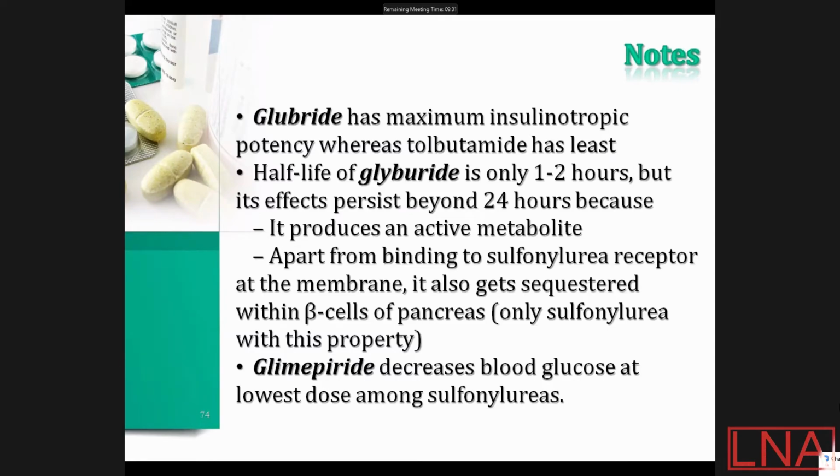Also, just for now, because you have MCQs about glyburide. This substance has maximum insulinotropic potency and a half-life of only 1 or 2 hours, but its effect persists beyond 24 hours. First of all, because this substance produces an active metabolite, and secondly, this substance binds to sulfonylurea receptors at the cell membrane and gets sequestered within beta cells of the pancreas. Interesting drug, and please also take a note about it.